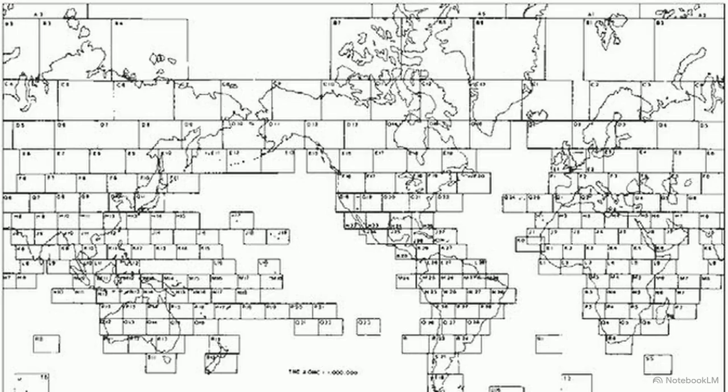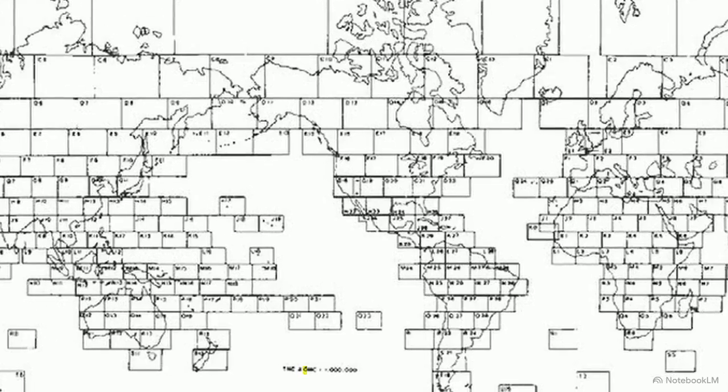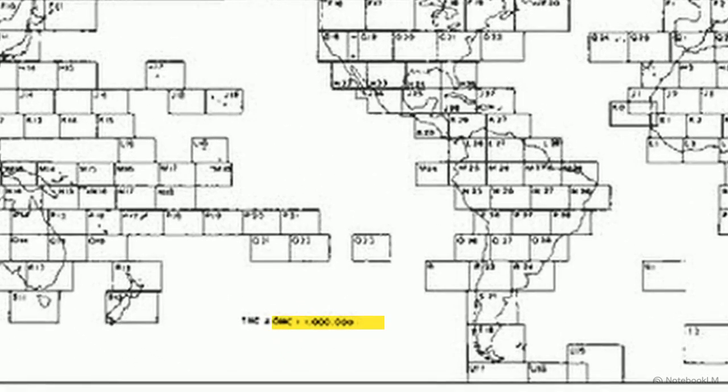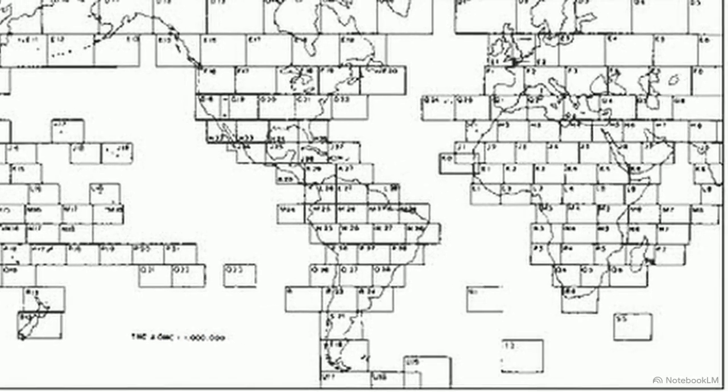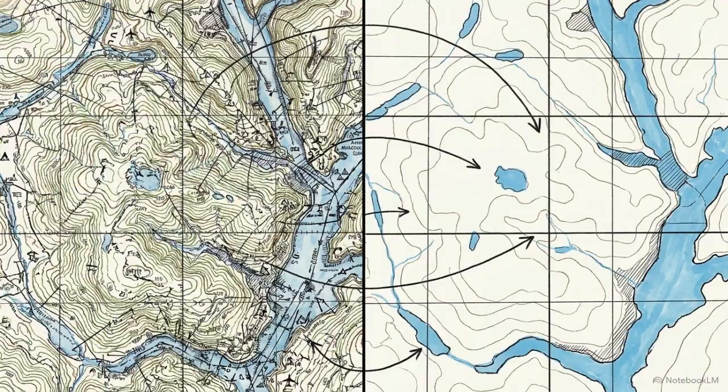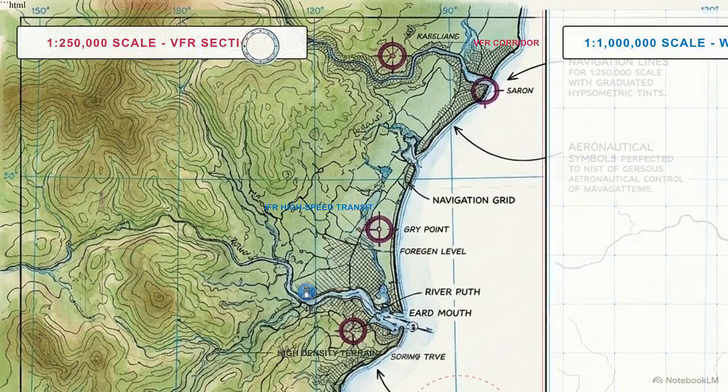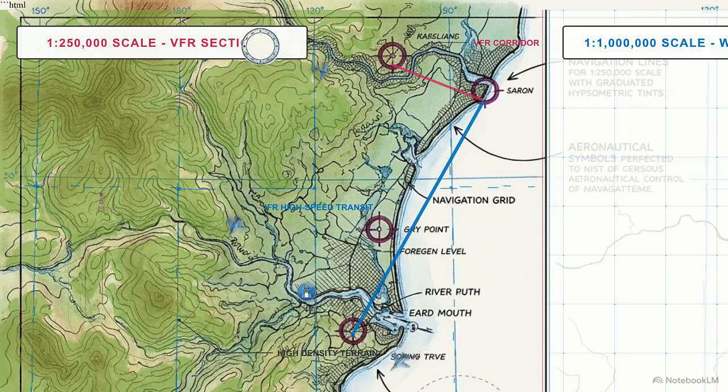This map displays the global coverage grid of operational navigation charts. Designed for long-distance transit, they use a massive 1 to 1 million scale, stripping away minor landmarks to display vast stretches of continents and oceans. Scale operates as a strictly mathematical filter, adjusting the density of topographical detail to match the complexity of the airspace and the speed of the aircraft.